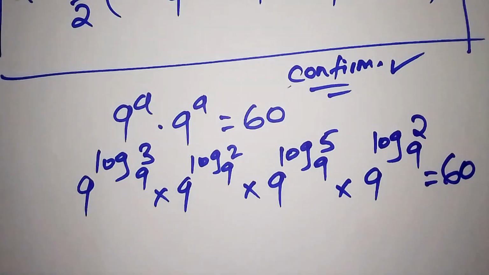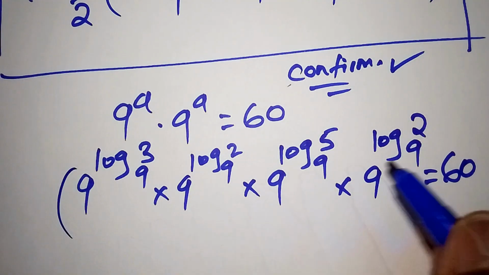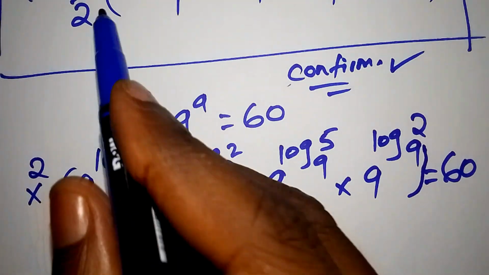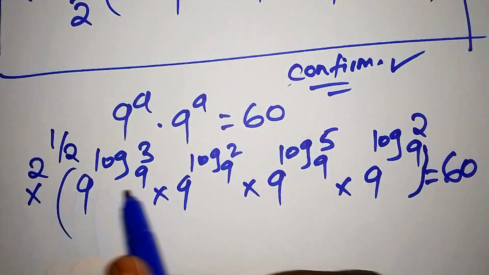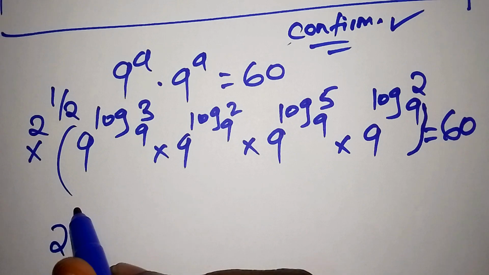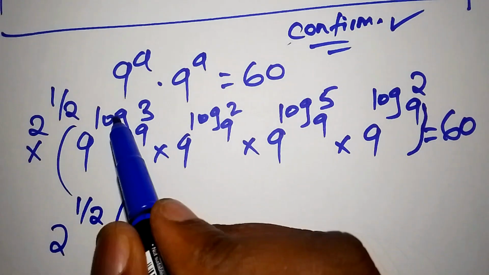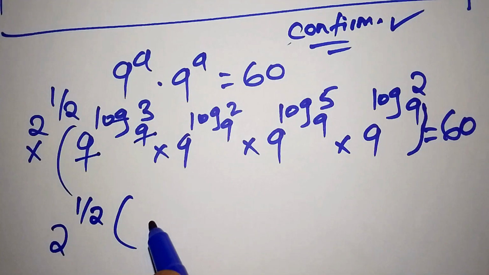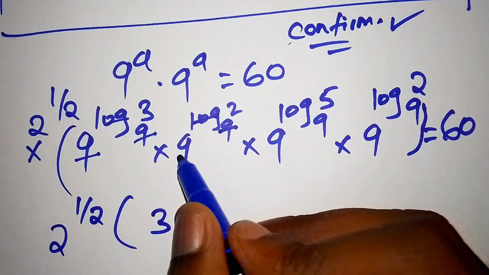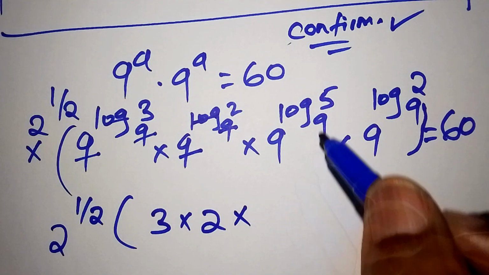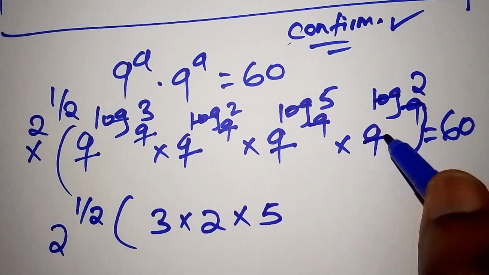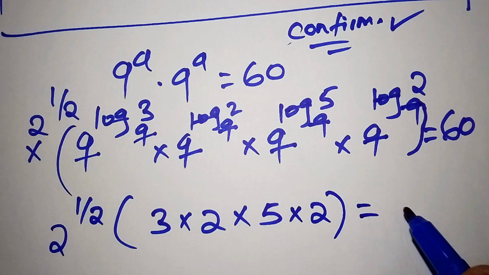So here now we shall multiply the whole of this, the answer that we get here, by 2, to the power of a half the whole of this. So now we shall have 2 to the power of a half, into bracket. The log to the base of 9 shall cancel this 9, so we have 3, multiplied by 2, multiplied by 5, multiplied by 2, where the log to the base of 9 cancels each 9. Then this one should give us 60.